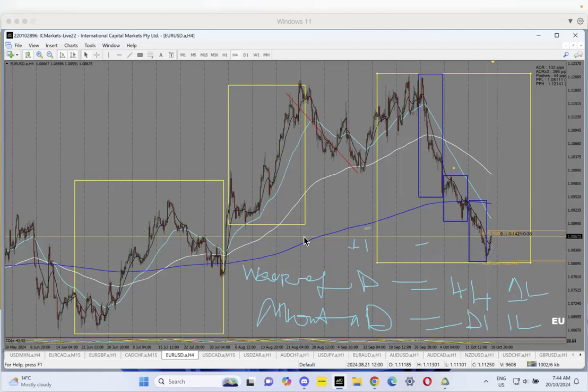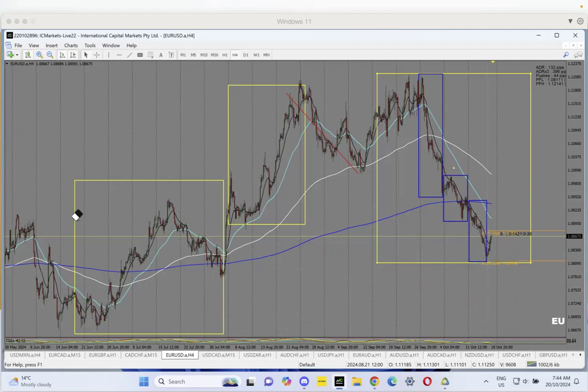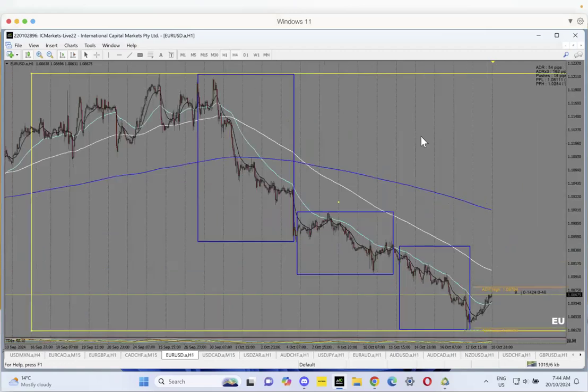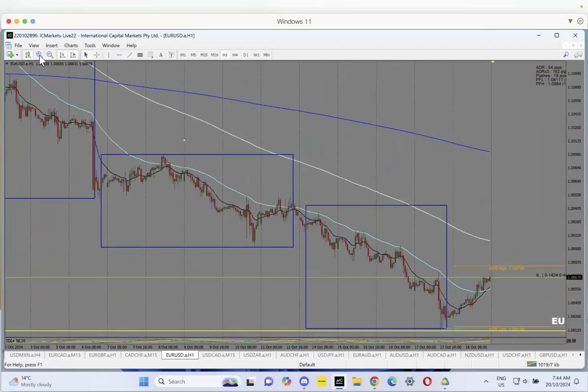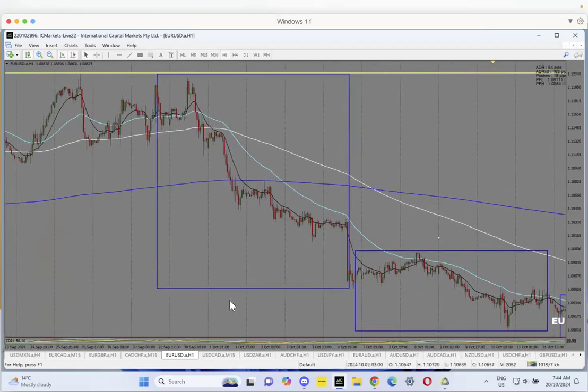Right. Let me wrap all this. And then let's go and confirm the H1 levels, which will confirm the 4-hour and the D1 levels. Now, here we are on the H1 levels, guys. And I'm going to use a different color.